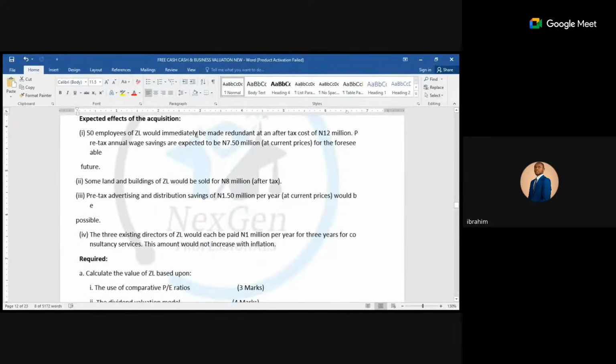Expected effect of the acquisition. So meaning that after the acquisition has taken place, what are the things we should be expecting after the award? Expected effect. What will happen in the acquisition, right? Now, 50 employees of ZL would immediately be made redundant at an after-tax cost of 12 million, meaning that after the acquisition has taken place, they will have to make them redundant.